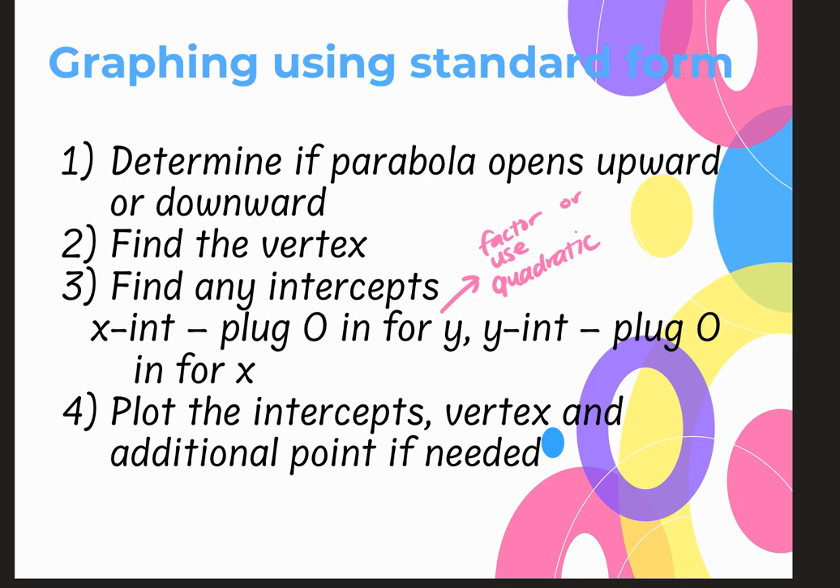Now, when we are graphing using the standard form, we would follow these steps. We'll determine if the parabola opens upward or downward based on my a value. We would find the vertex, which is your (h, k). We would find intercepts. For our x-intercepts, we're going to plug 0 in for y, and for our y-intercepts, we're going to plug 0 in for x. When I plug 0 in for y, if it's in standard form, I can just solve it. If it's not in standard form, we're going to have to factor or use the quadratic formula, which we'll come back to. And then you're going to plot your intercepts, your vertex, and any additional points if needed. So we're going to see if getting our intercepts and our vertex is enough information to plot our parabolas.